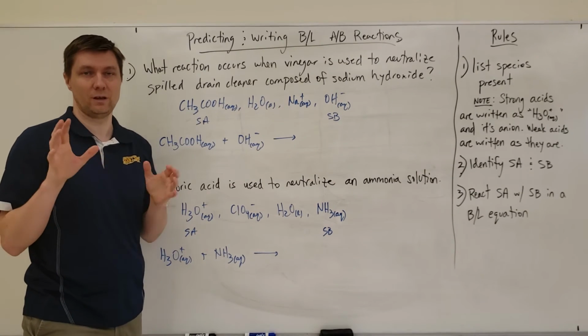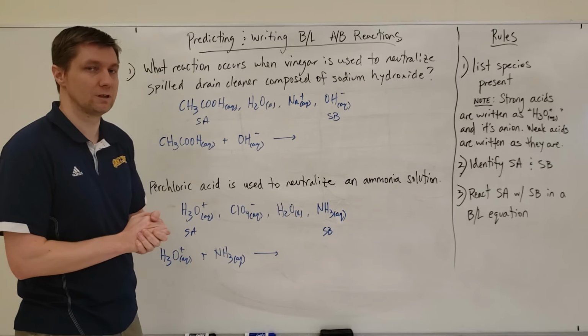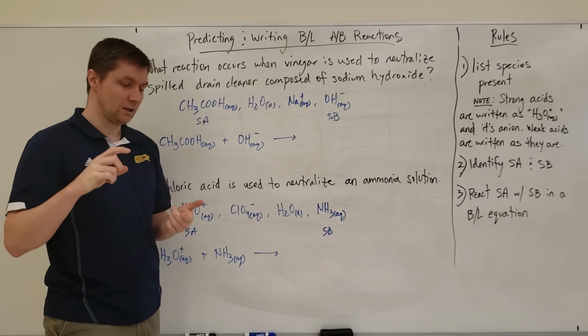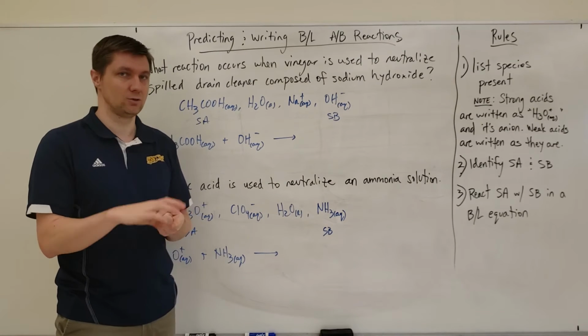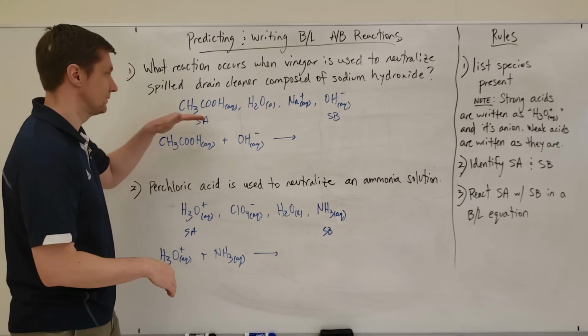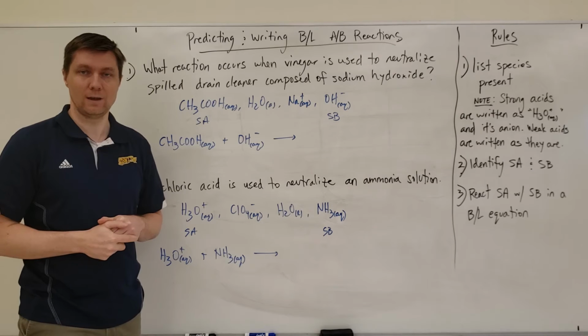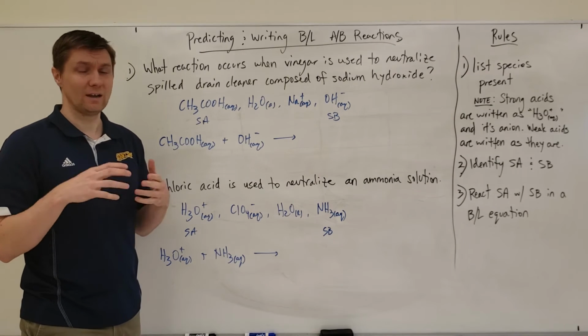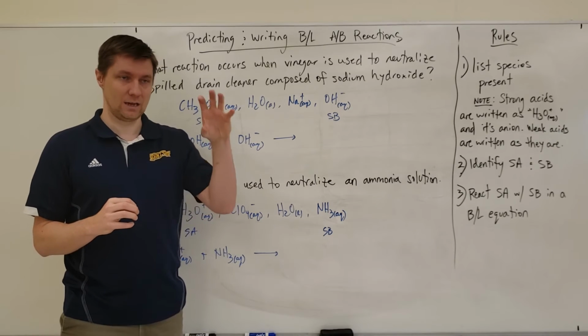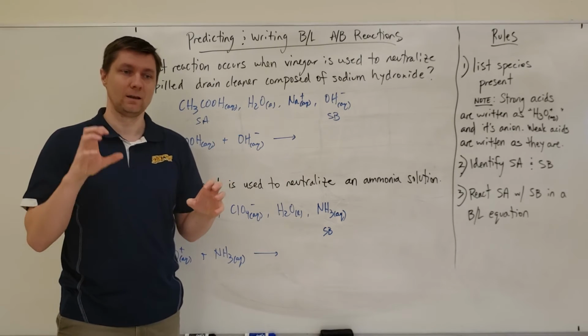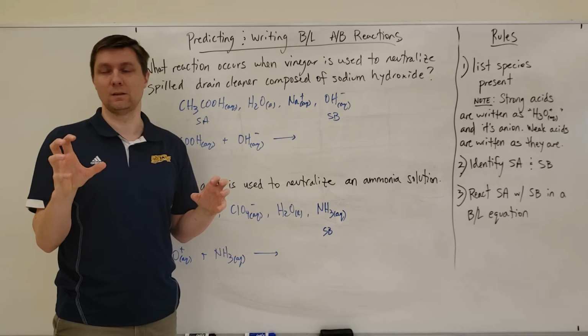One thing that I need to point out as it relates to listing the species present: if you have a weak acid in your list of species present, then you just write the weak acid as is, so CH3COOH. If I have a strong acid, then you need to write the strong acid as H3O+, hydronium, and then the anion that it's made out of.